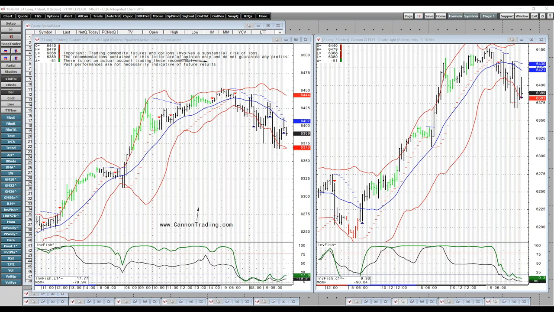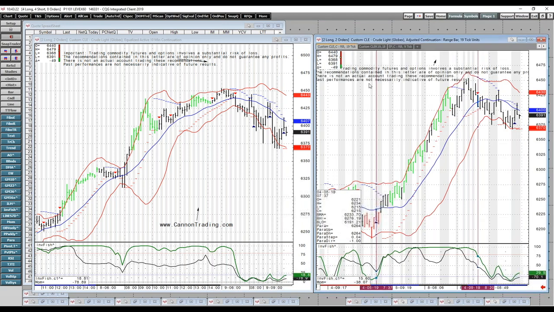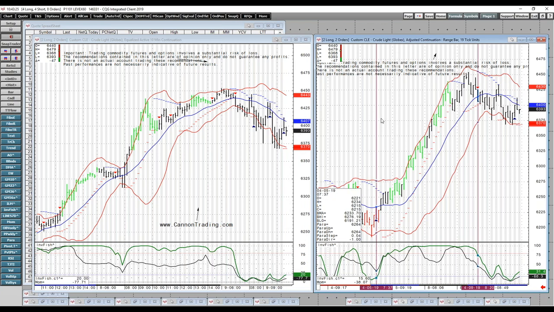If I'm trading what I call quote-unquote longer-term day trades or even swing trades, I will use a 30-minute chart, an hourly chart, and I feel very comfortable with it, definitely a daily chart. But once I go below the 15-minute chart, I like to use range bar charts. And I'll give you some examples here in a minute.